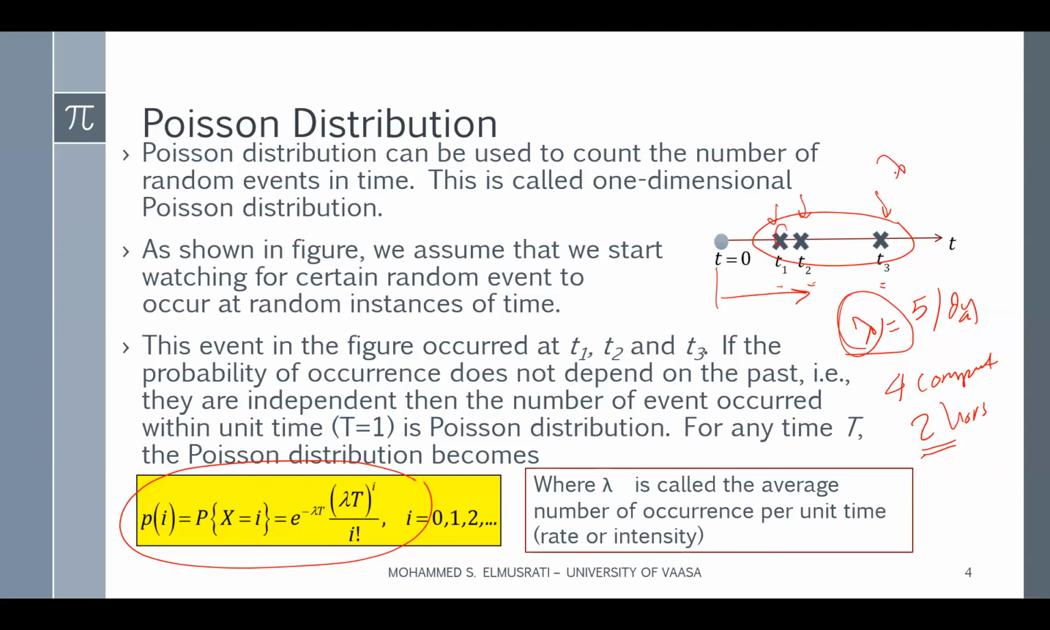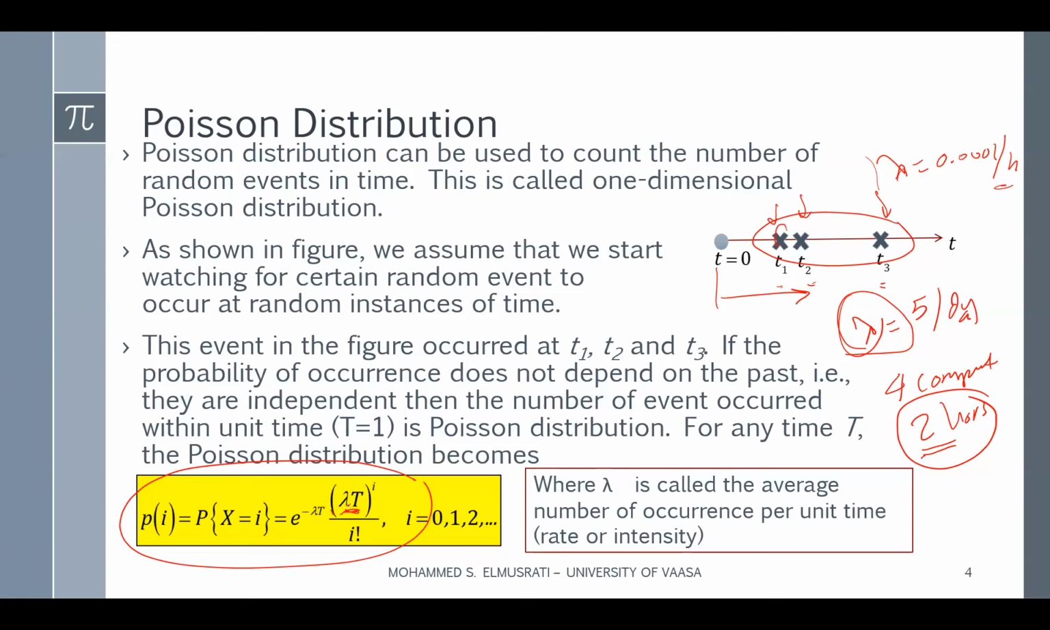So maybe lambda can be 0.0001 per hour. What it means is that 1 per 10,000 computers might malfunction or be destroyed within 1 hour of working. So I use this lambda now. How many hours do I have? I have 2 hours. Then I need to multiply this lambda by 2. So you can see here, lambda times t. T is the watching time, or the time of interest.